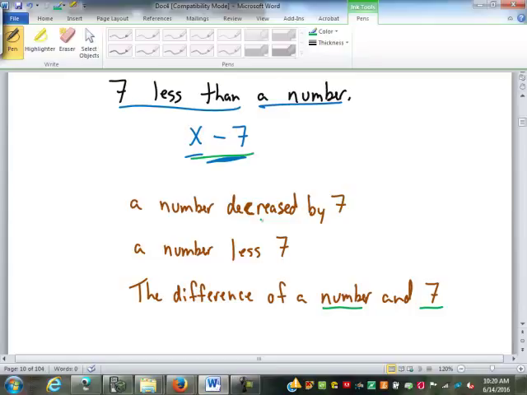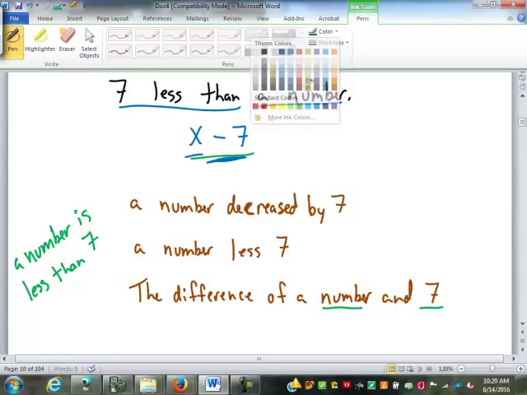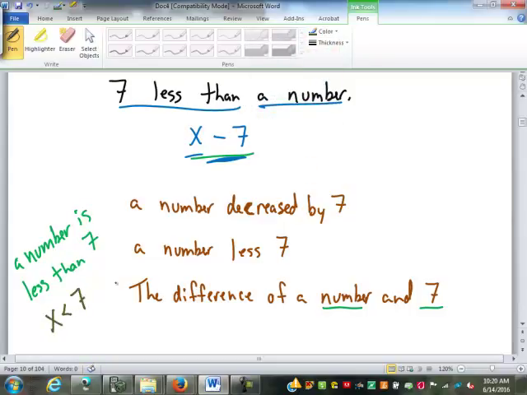Little variation, by the way. A number less 7, we said was x minus 7. A number is less than 7 is slightly different. That would be x less than 7. You can see it's a very subtle difference. The word "is" in there is what changes that.